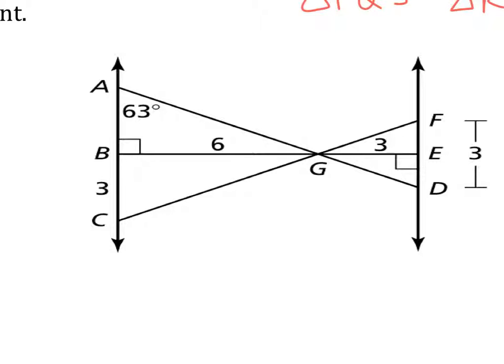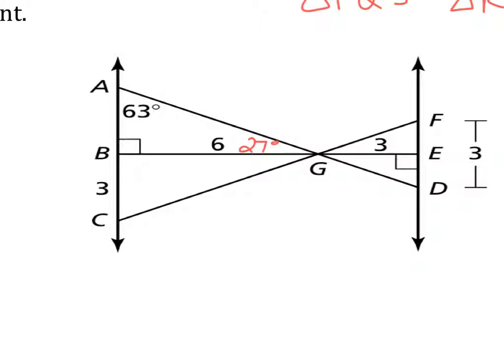Aubrey, what would it have to be? 27. It would have to be 27, because those 3 have to add up to 180. There we go. So this one is 27 degrees. That's AGB.